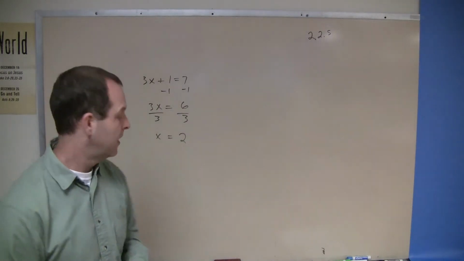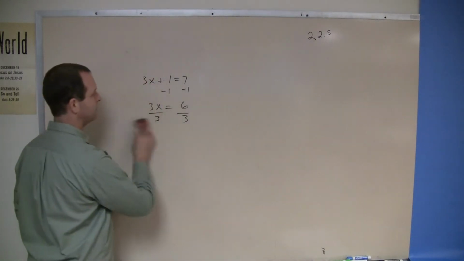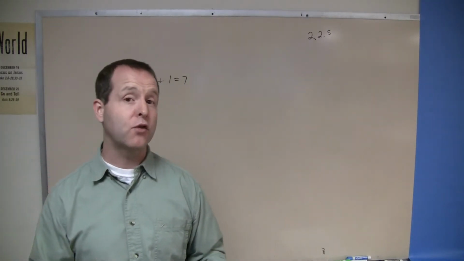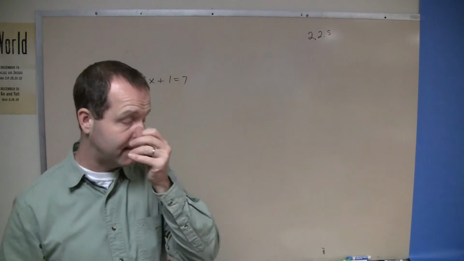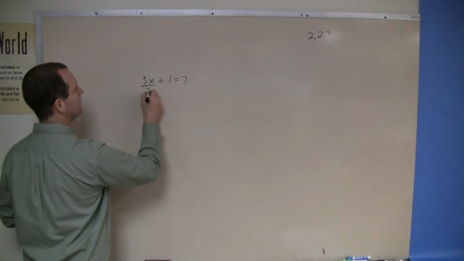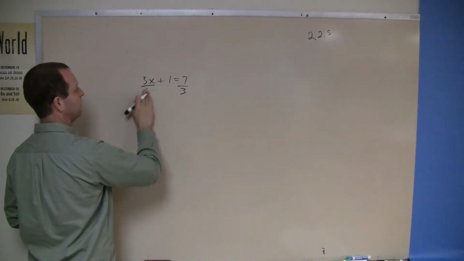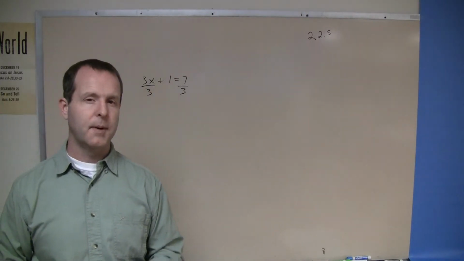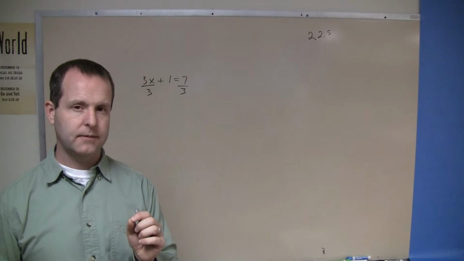a lot easier. The mistake that some students make in doing this problem, if they divided both sides by 3 first, thinking that gets x by itself, they'll do something to that effect. But can you see what's wrong with that?